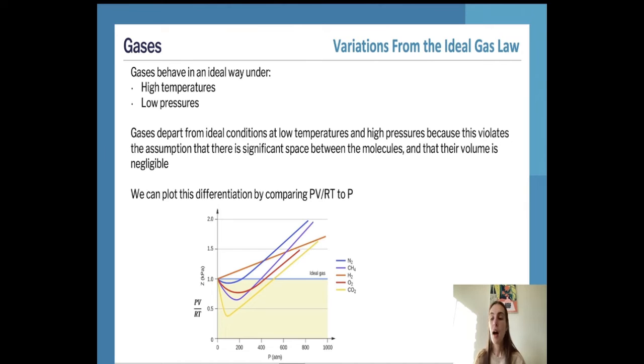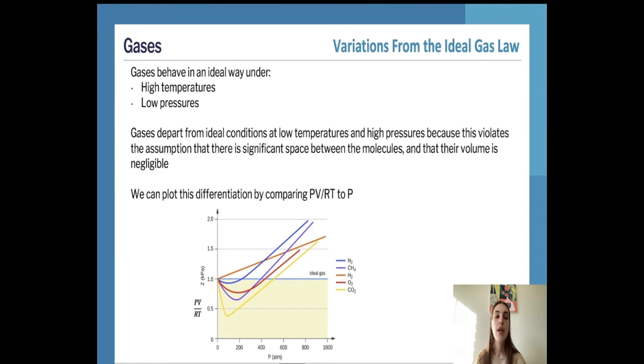And so there are variations from the ideal gas law. We briefly spoke about this before, but we're going to consider this in more detail. Gases will behave in an ideal way under high temperatures and low pressures. The gases will depart from these ideal conditions at low temperatures and high pressures, because this is going to violate the assumption that there is significant space between the molecules and that their volume is negligible.